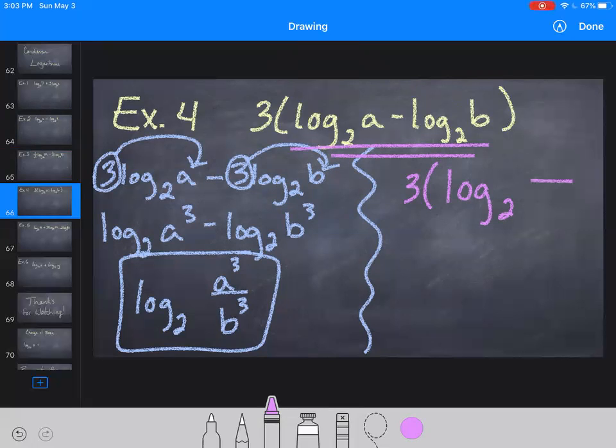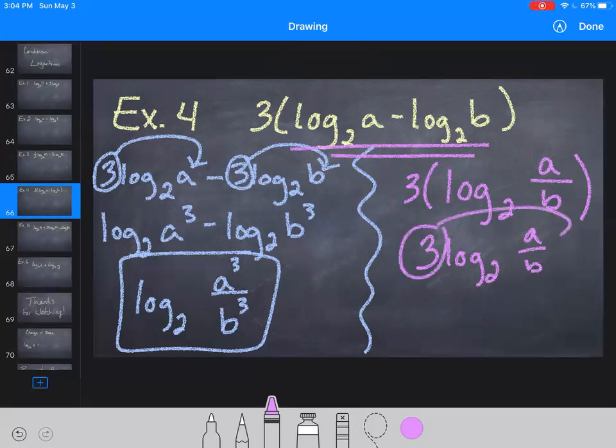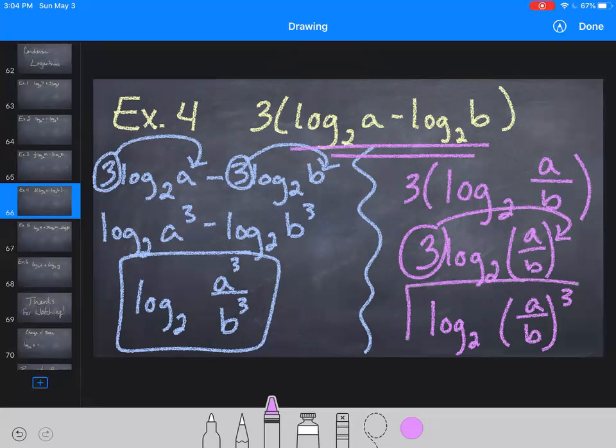The a has a positive log in front of it, so I put the a in the numerator. And the b has a negative log in front of it, so I put the b in the denominator. And then I close my parentheses. So now I would end up with 3 log base 2 of a divided by b. Well, I'm going to get this 3 and put it on the a divided by b as an exponent. So I would have log base 2 of a divided by b, where all of it is cubed. This is another way that we could rewrite this problem. Both of these are correct condensed forms.